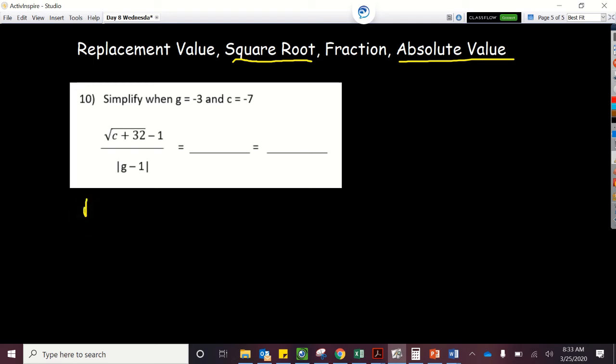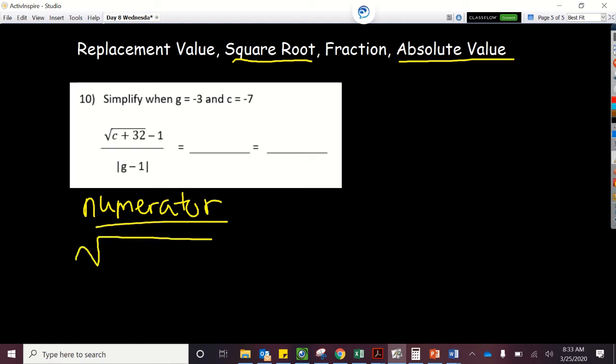So just again, since this is a fraction, you solve the numerator and denominator separately. So in the numerator, I have the square root of c, which I'm going to go ahead and do that substitution now, was negative 7 plus 32. This minus 1 is not under the radical sign. It is outside of it. So I am going to subtract that 1 after I deal with everything under the radical.